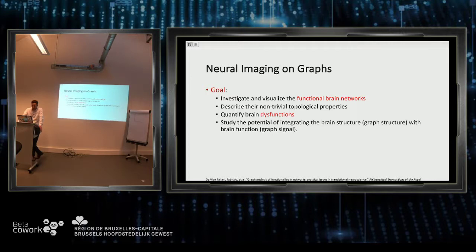So what these researchers are doing is that they try to study the potential of integrating the brain structure, how the neurons in the brain are connected to each other, but also the brain function, how the signal in the brain transfers across the different brain cells. So the brain cells are the nodes, and the edges are the connections between brain cells.